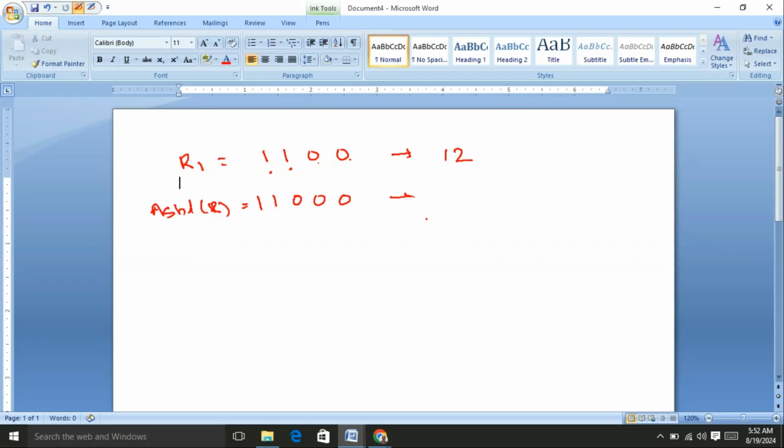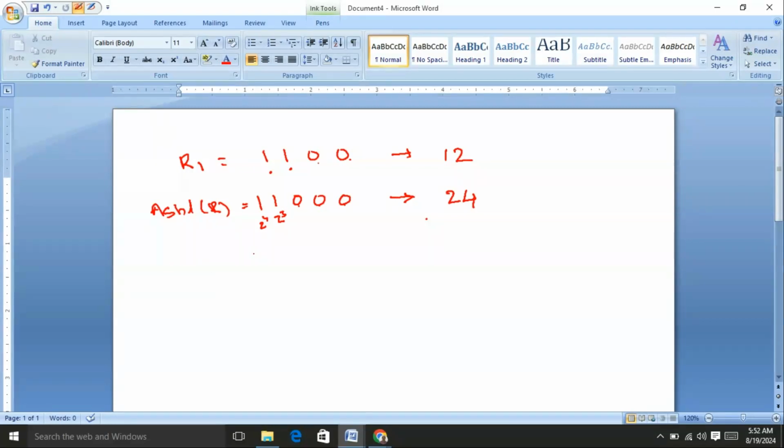What is the value of this one? That is 2 to the power of 0, 2 to the power of 1, 2 square, 2 cube, and 2 to the power of 4. This is 16 plus 8. This is 24. One bit of arithmetic left shift increases the content of the register by multiplying it by 2.